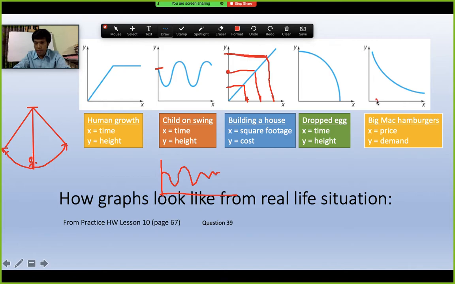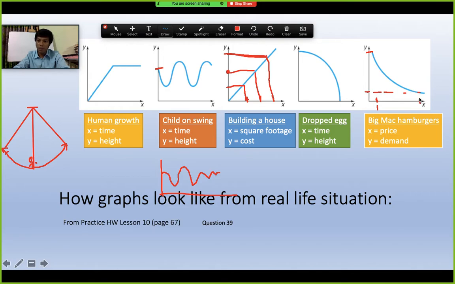Suppose price is here, then the demand is here. Say the price is $1, then the demand is huge, let's say 1 million pieces per day in some city. Then if you increase the price, let's say to $20, the consumption of that hamburger decreases by a great amount, you can see.